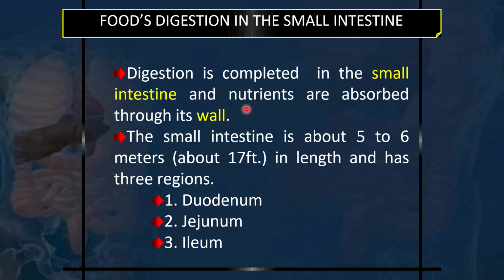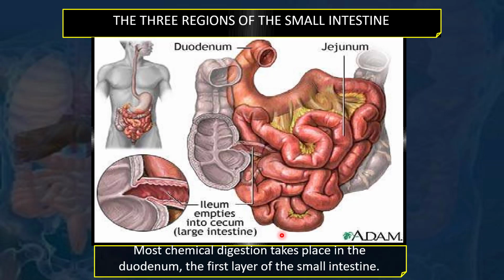So some digestion also continues in the small intestine as well, but the major function of the small intestine is the absorption of the nutrients which have been digested. The small intestine is about 5 to 6 meters in length and has 3 regions: duodenum, jejunum and ileum, as you must already know.